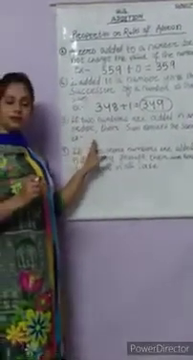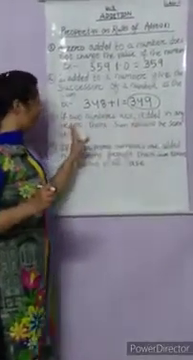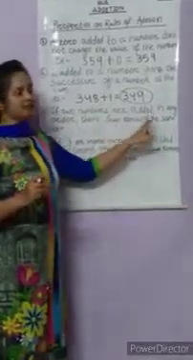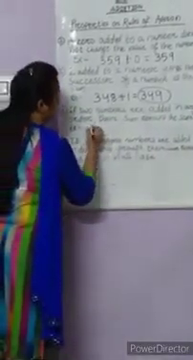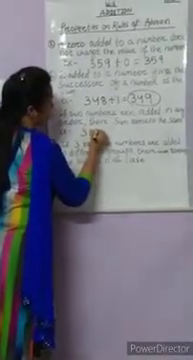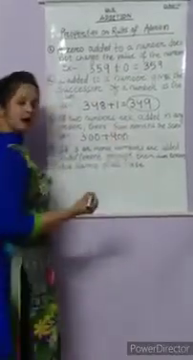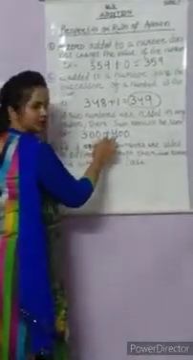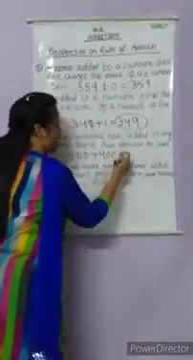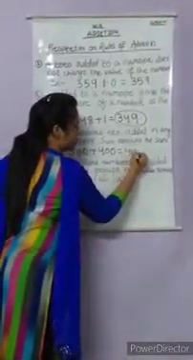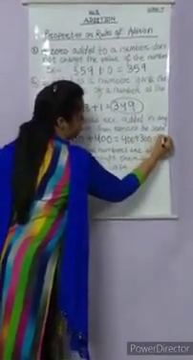Next, let's see the third rule. If 2 numbers are added in any order, their sum remains the same. Let's see an example. Suppose 300 plus 400 is how much? Is 700. Yes or no? 300 plus 400 is 700. And 400 plus 300 is also 700.